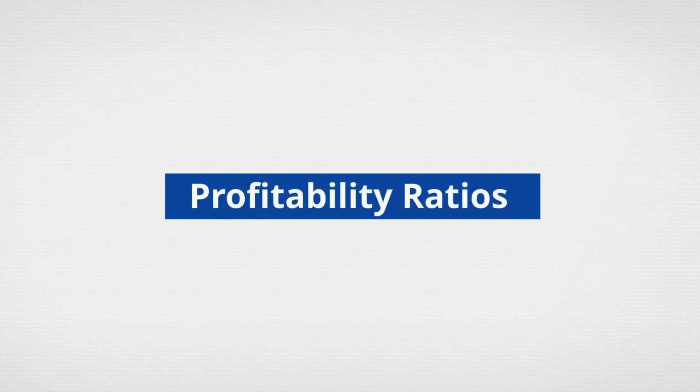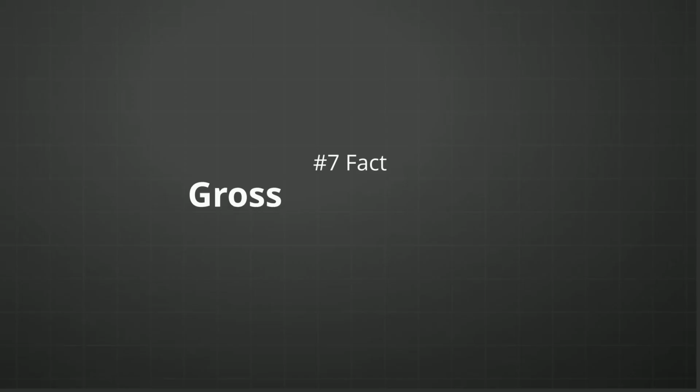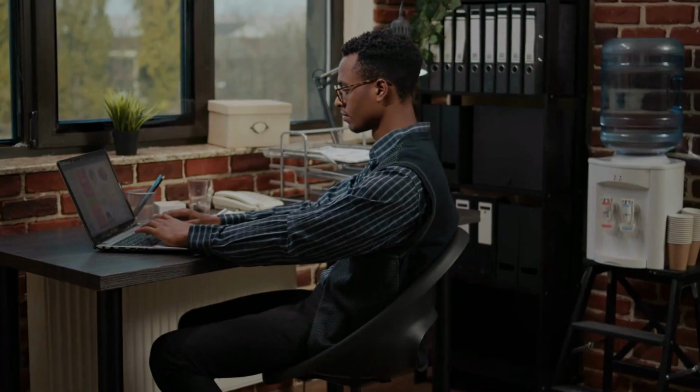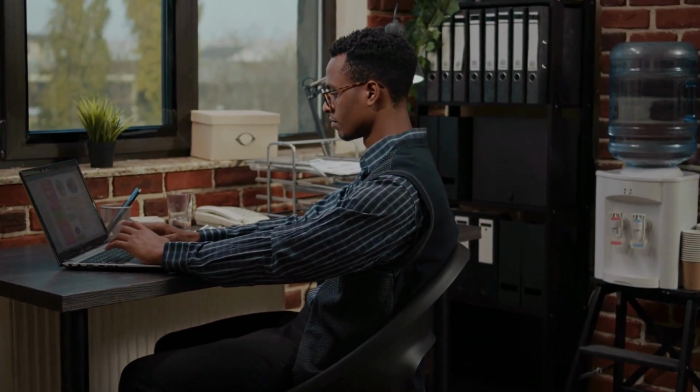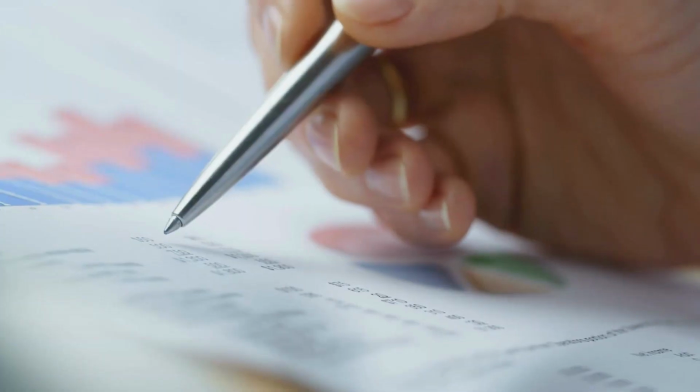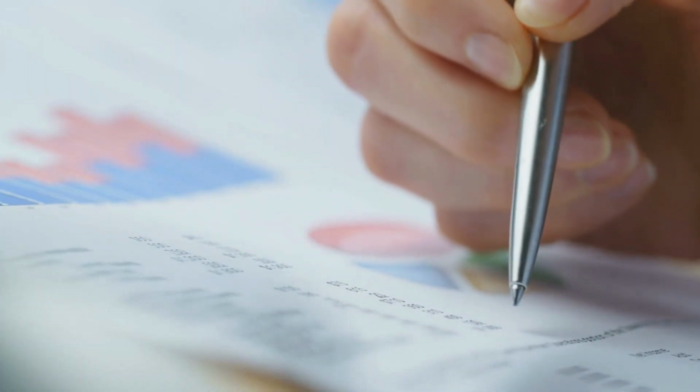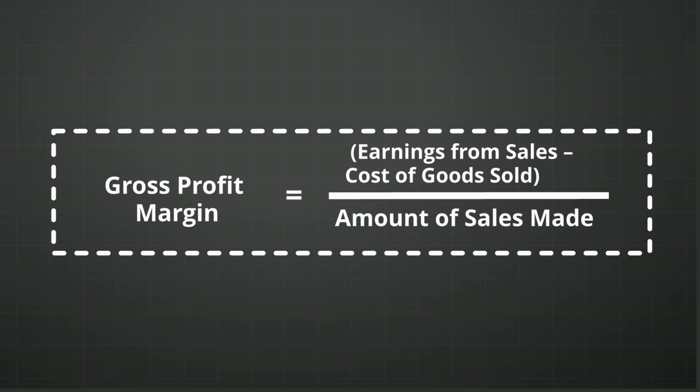Now, let's move on to profitability ratios, which I know that most of you are interested in. The 7th most important accounting statistic is gross profit margin. A critical financial metric for merchants like dropshippers, this profitability ratio shows the markup earned on products. It is calculated as gross profit margin is equal to sales minus cost of goods sold over sales.